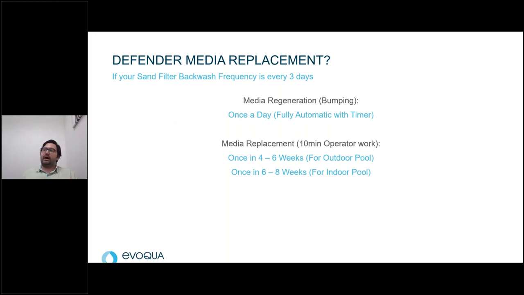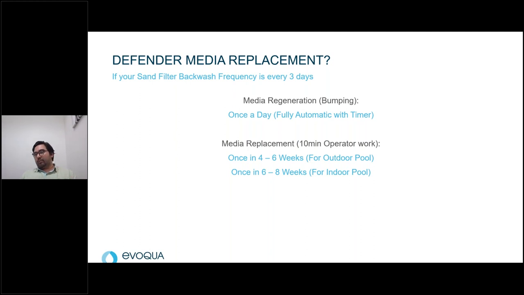Now the question comes about how frequent do you have to replace the media? As a reference, if you have a sand filter at the moment that you have to backwash that has an increase of pressure of 0.5 bar every 3 days, that you have to do backwash every 3 days, media regeneration has to be done every day, one time in the morning. All this is done automatically by our current version of Defender, which comes with a control panel and also a pneumatic valve kit that automates all this process.